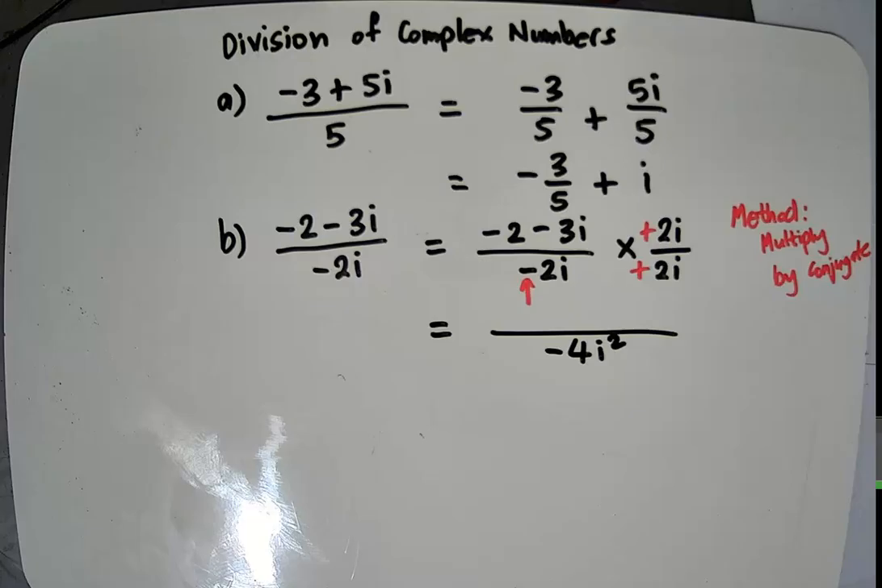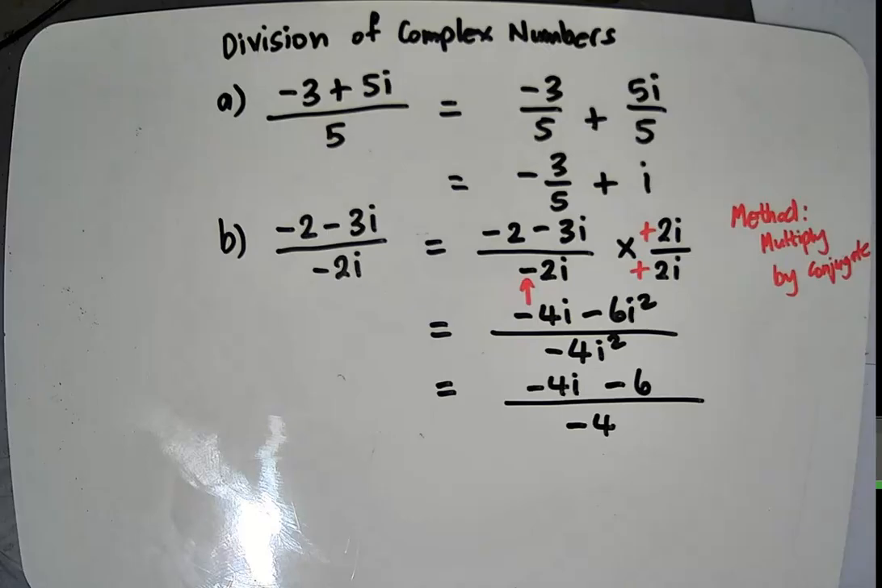So on the top, it'll be distributive property. So minus 2 times 2i will give me minus 4i. And minus 3i times 2i will give me minus 6i squared. Okay, wherever you see i squared, replace it with minus 1. Okay, and we'll have minus 4i plus 6 in the numerator. In the denominator, we'll have positive 4.